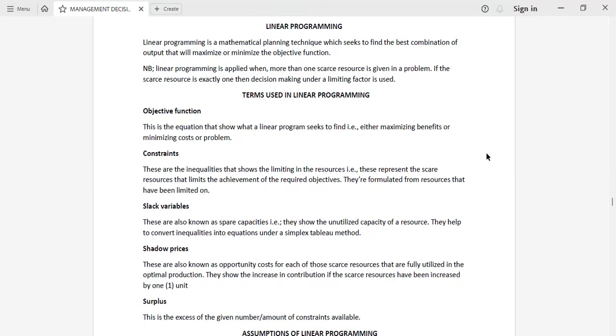In other words, for the objective function, we said we are going to be either maximizing something or minimizing something. And that something is either going to be a profit or a cost.